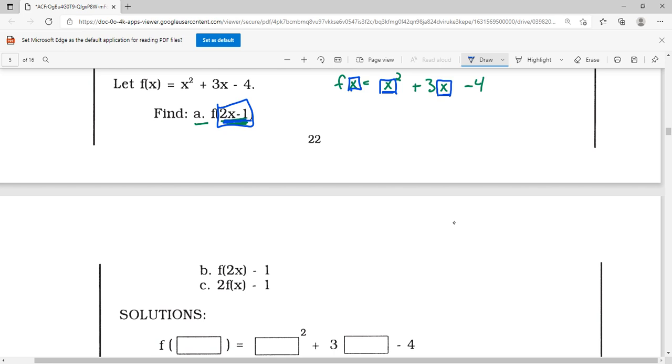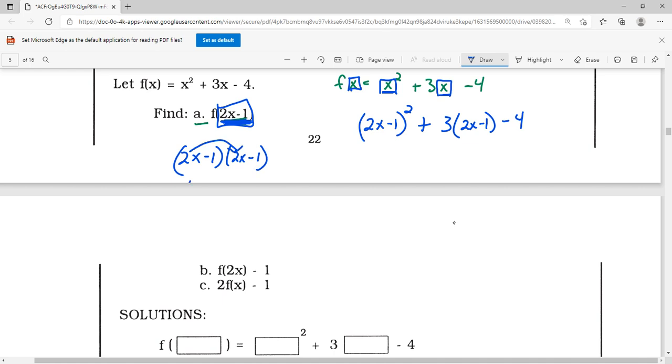We're just going to do everything past the equal sign. So where that x is, we're going to write 2x minus 1. Okay, and that's our first box, and that's squared. Plus 3 times x. What's x? 2x minus 1, minus 4. All right, so first we've got to square this, so 2x minus 1 times 2x minus 1.